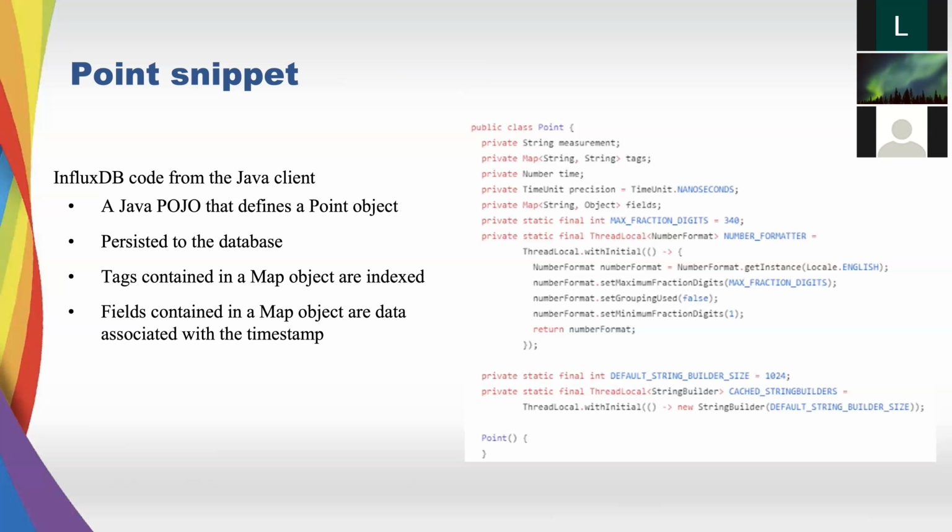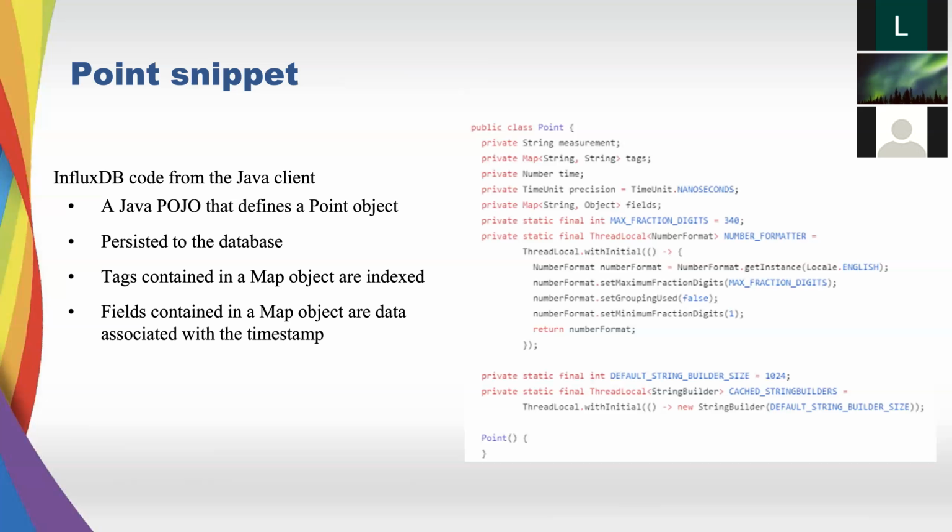The map of tags is a map of a string and another string, and that's basically just a set of indexes that we want to persist this data by for a quicker lookup. The number is actually the timestamp, and you can see that we also have a time unit precision that specifies that it's going to be done in nanoseconds.